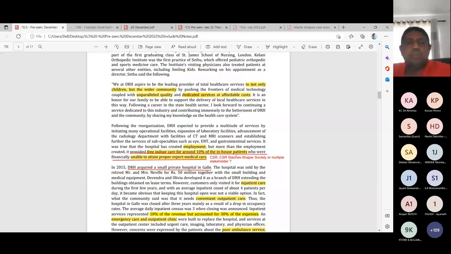It mentioned that more than the employment, they provide free indoor care for around 10% of the in-house patients. It's a huge amount, no? 10% of people get free medicines who are financially unable to attain proper expert medical care. So that's an interesting point, actually. The CSR aspects. So can we, rather than taking this as a competitive strategy, think of this as a growth strategy, like a product development, a new service development?